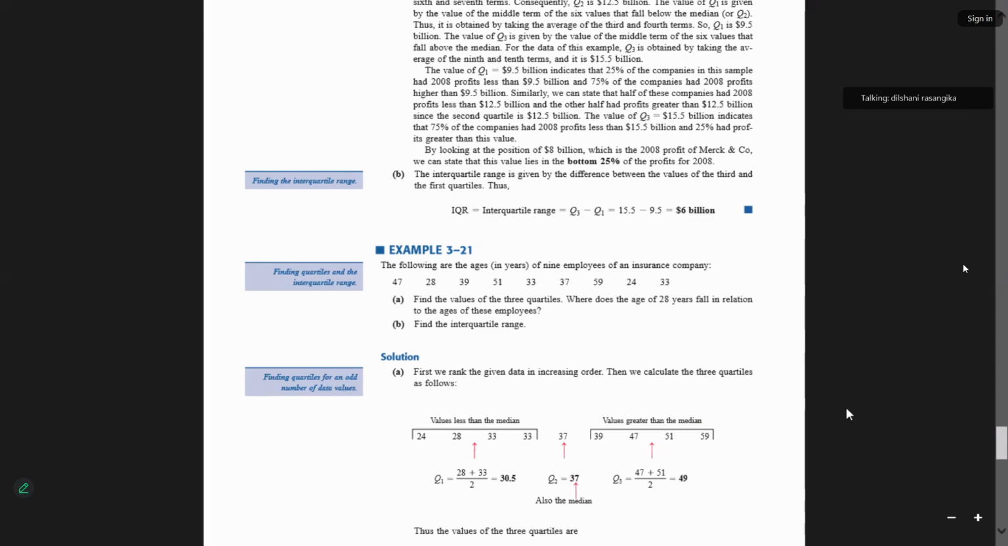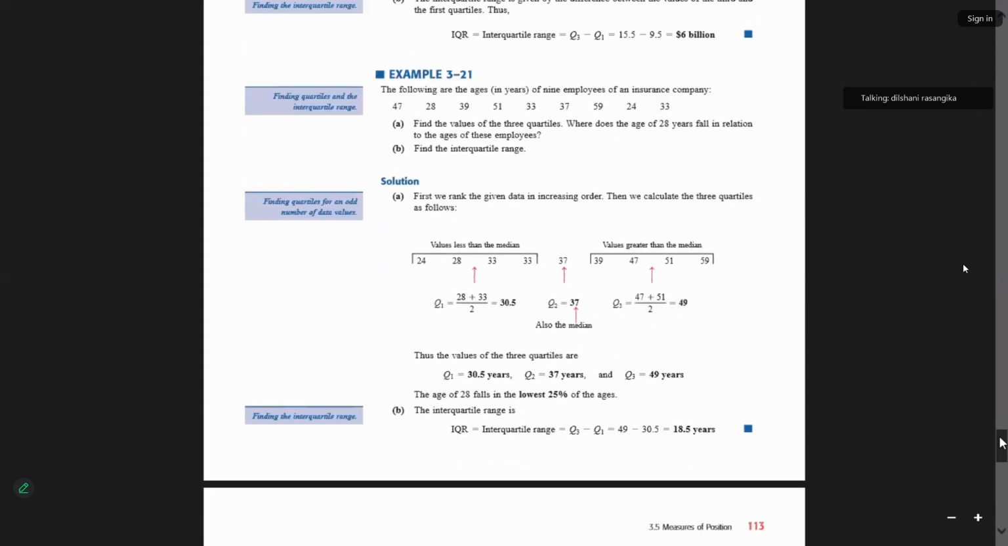So then you can find interquartile range. So then, if I gave you a set of data, 30 number of datas, and when I ask you to make stem and leaf diagram, can you do that?